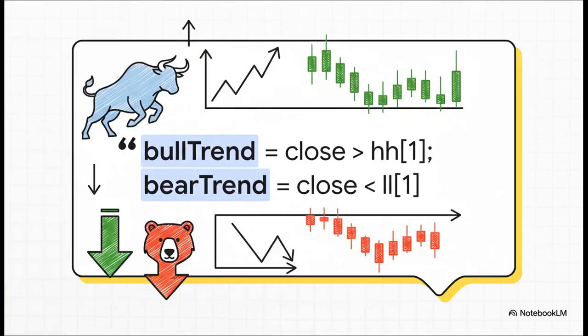Simple as that. And you can see in the code just how well black and white this is. A bull trend? That's just a yes if the current price closes above the last highest high. A bear trend? You guessed it, a yes if it closes below the last lowest low. It's a completely binary yes or no definition of the market's direction.